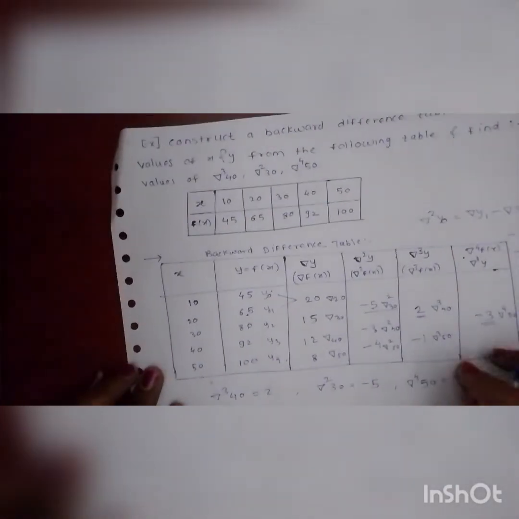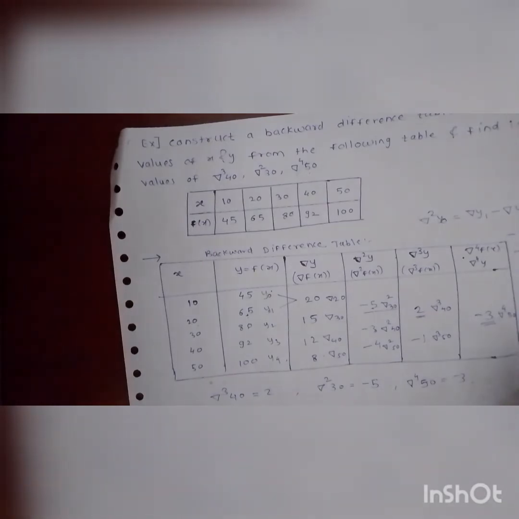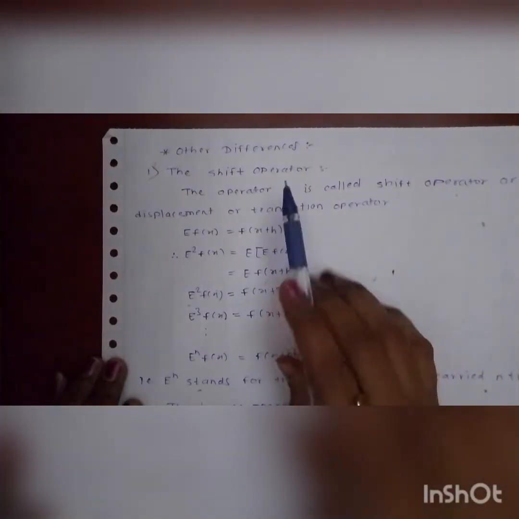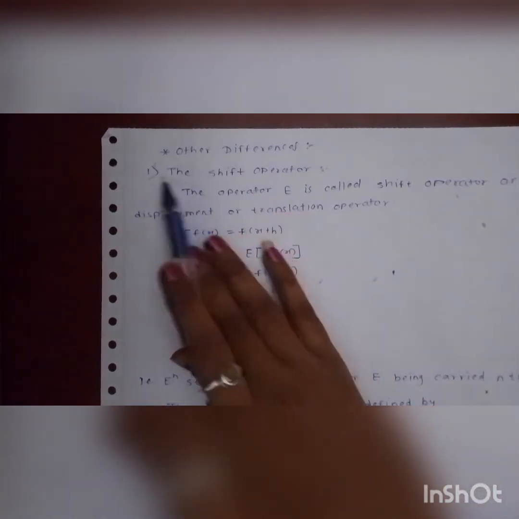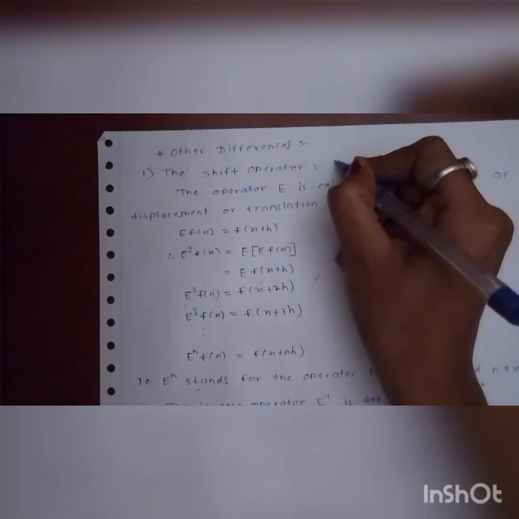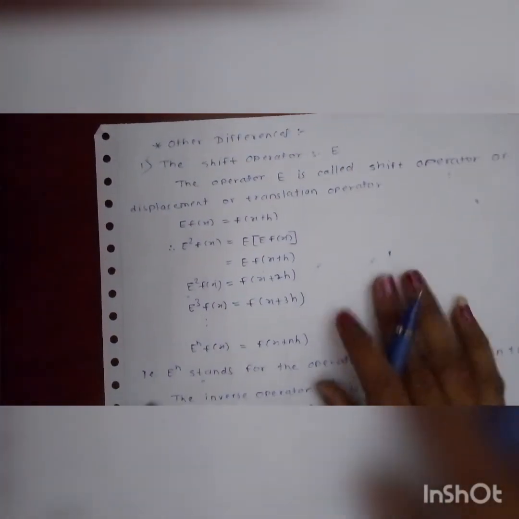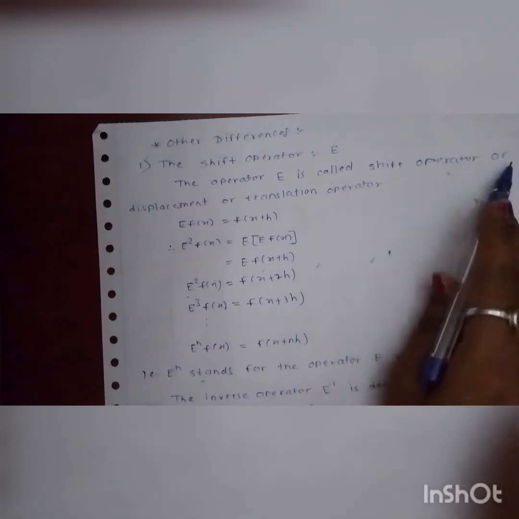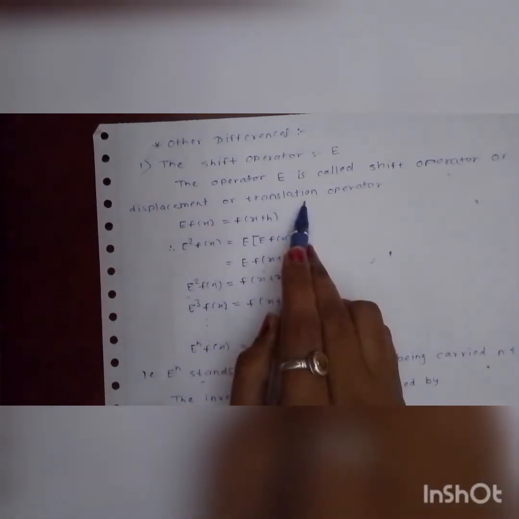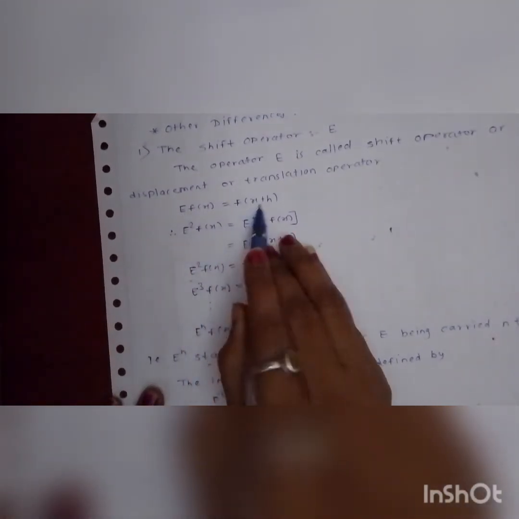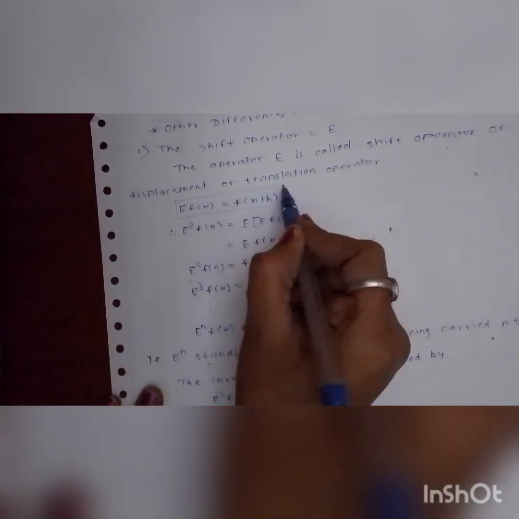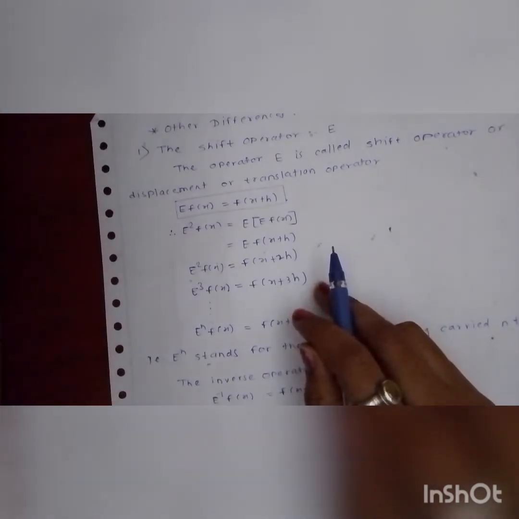So this is the example of the backward difference table. In this chapter, first we saw the forward difference table, next the backward difference table, then central differences. Now we see other differences. First one is the shift operator, which is denoted by E. The operator E is called the shift, displacement or translation operator. E f of x equals f of x plus h. This is the shift operator.